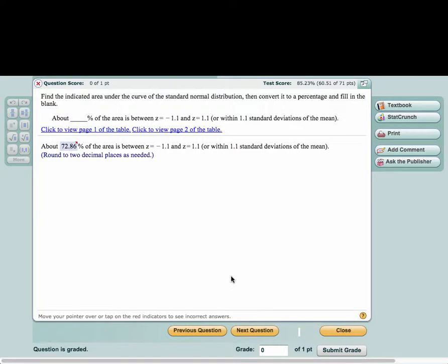Find the indicated area under the curve of the standard normal distribution, then convert it to a percentage and fill in the blank. About blank percent of the area is between z equals minus 1.1 and z equals 1.1, or within 1.1 standard deviations of the mean.